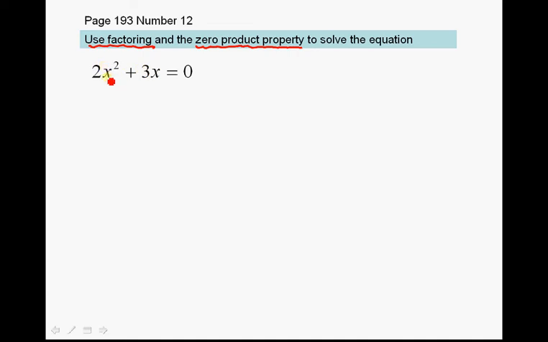Now we take a look at the variables: x squared, and we have an x. What do they have in common? They have an x, and so we can pull an x out of both of these. So we'll say x times 2x plus 3 equals 0.